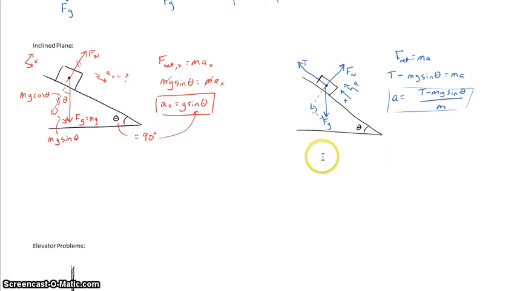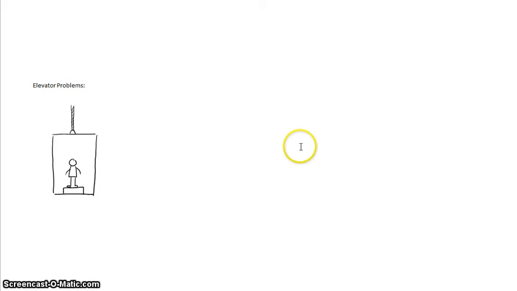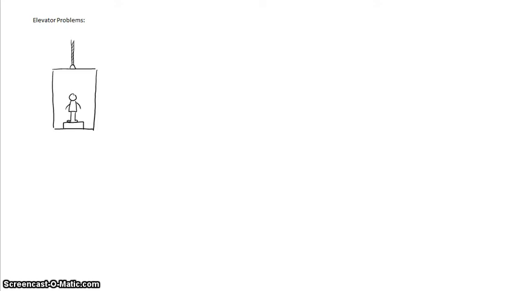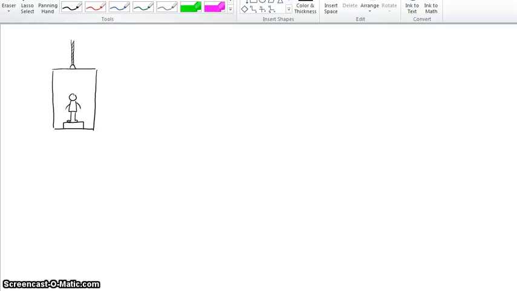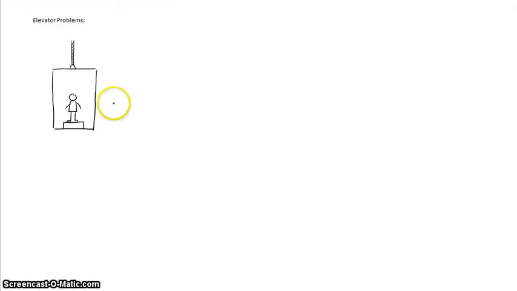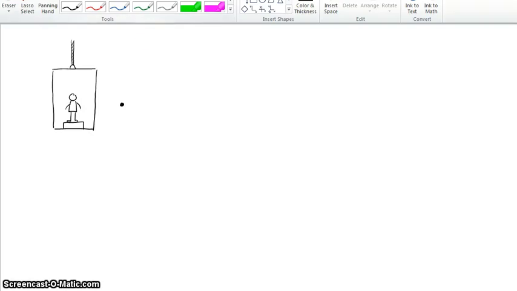Now the last one we're going to look at is the classic and feared elevator problems. You just imagine that you are inside of an elevator and what's true about you. So what I'm going to do is draw a free body diagram of you. I don't know if you ever notice when you're riding an elevator, sometimes it makes you feel heavy and sometimes you feel light, depending on what the elevator is doing.